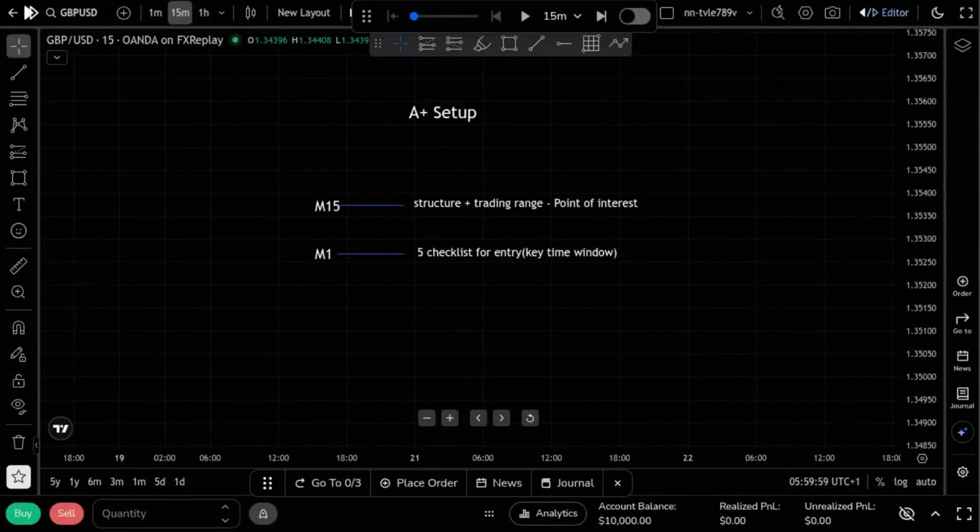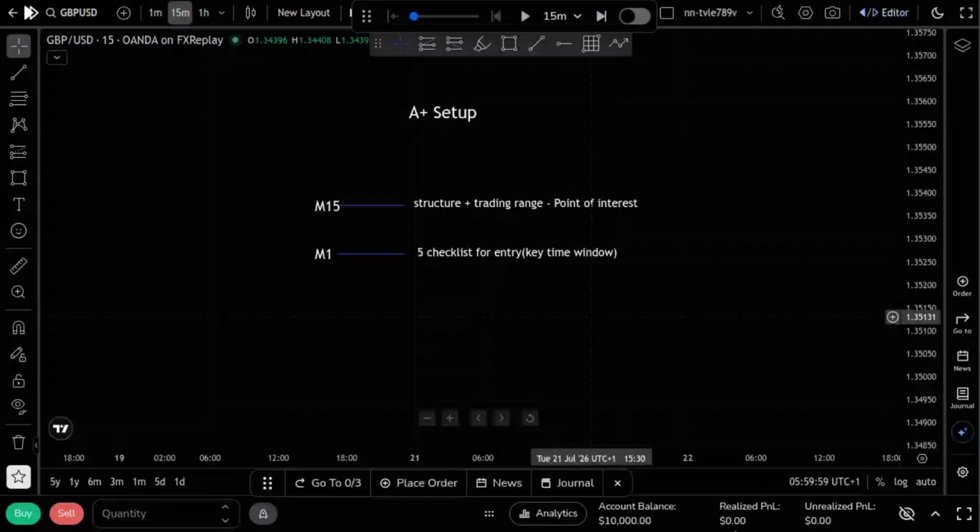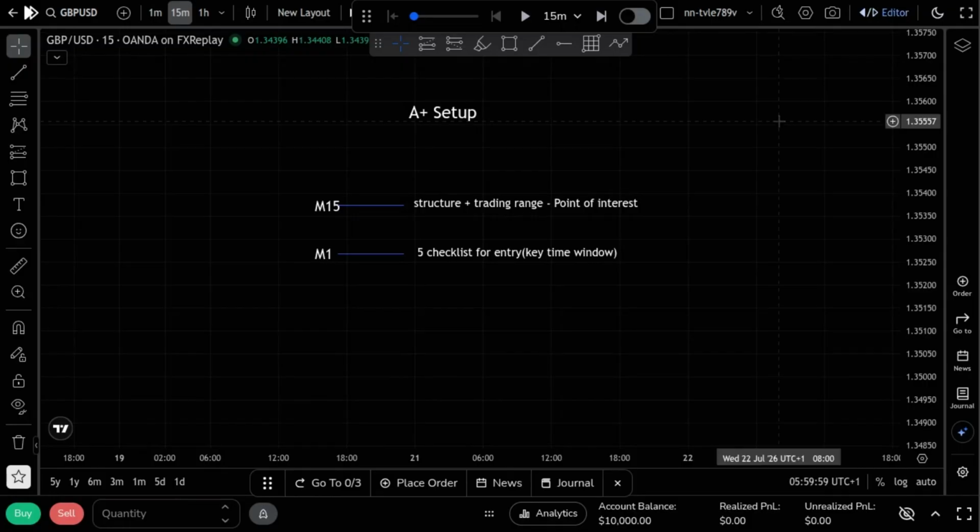Hello everyone, today I'm going to show you what an A plus setup looks like for me. I will give an example using two trades that I took personally, one on the 21st of July 2026 and the second is today, which is the 29th of July 2026.